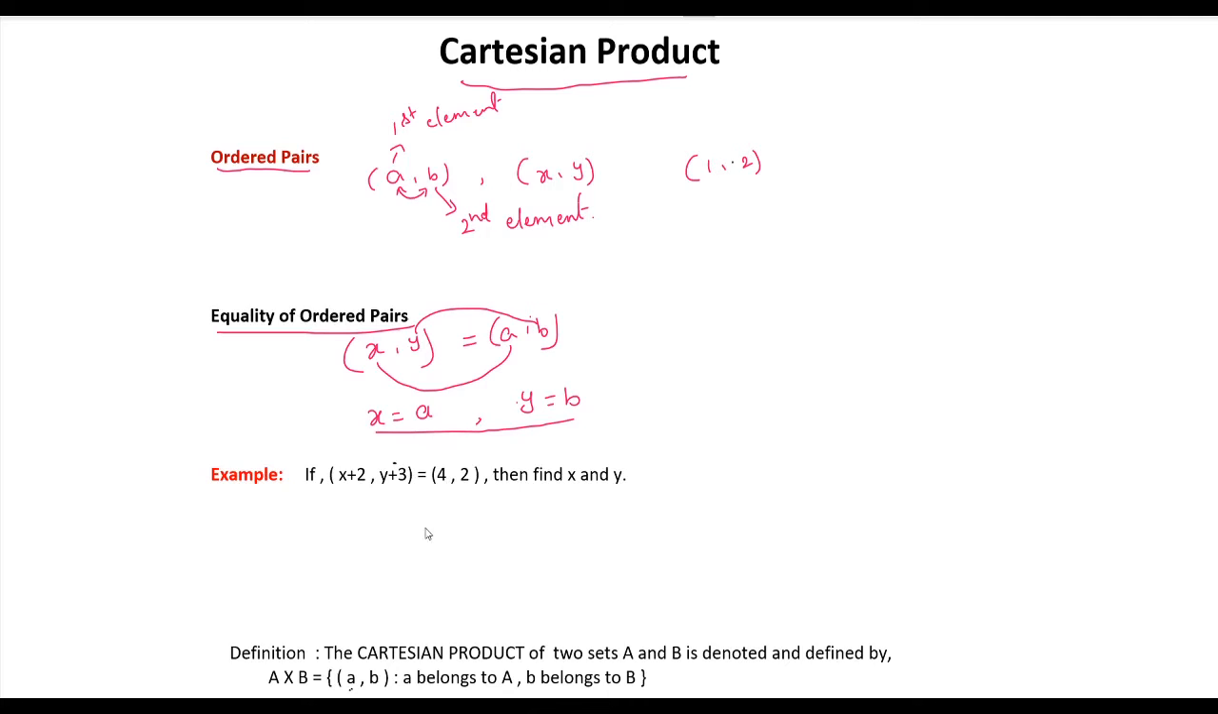Now we'll understand this with an example. Given that these two ordered pairs are equal, we have to find the value of x and y. We'll use the concept of equality of ordered pairs, that is x plus 2 is equal to 4. That is, the first elements of the ordered pairs are equal. So x is equal to 2, and y plus 3 is equal to 2. So y is minus 1. We used the concept of equality of ordered pairs.